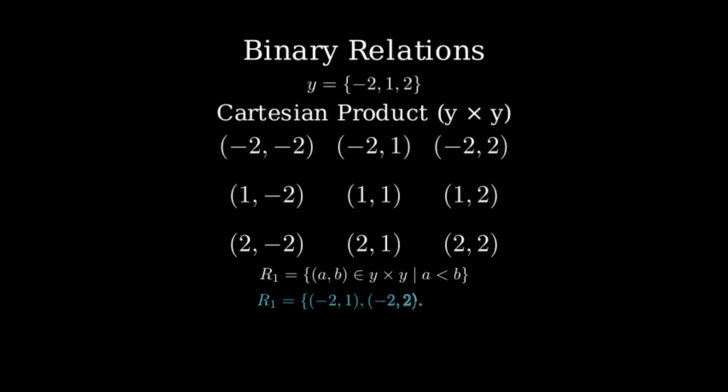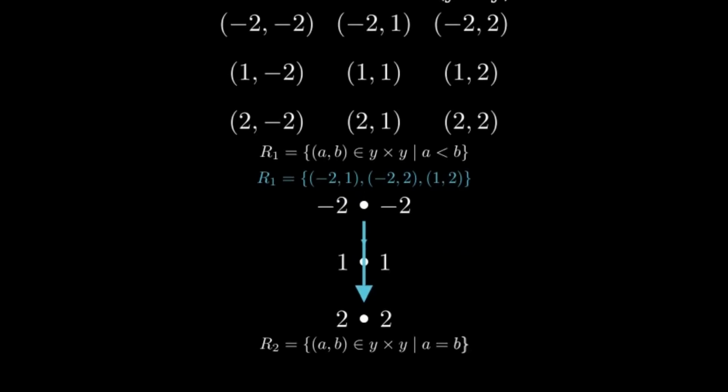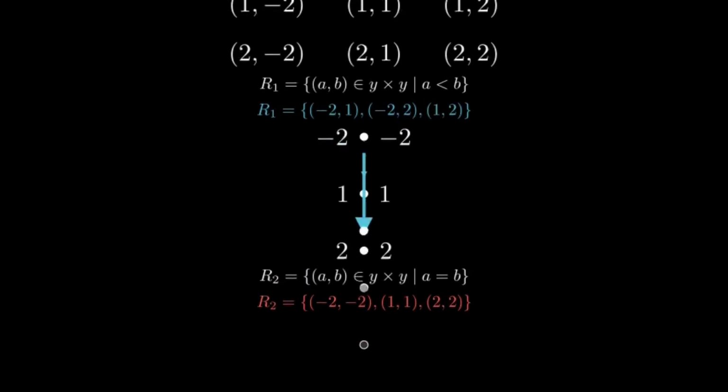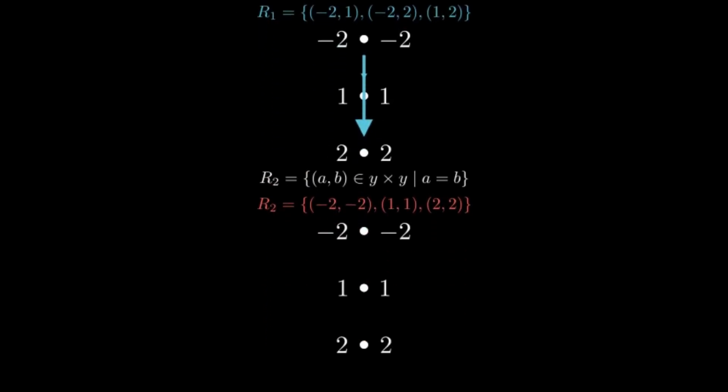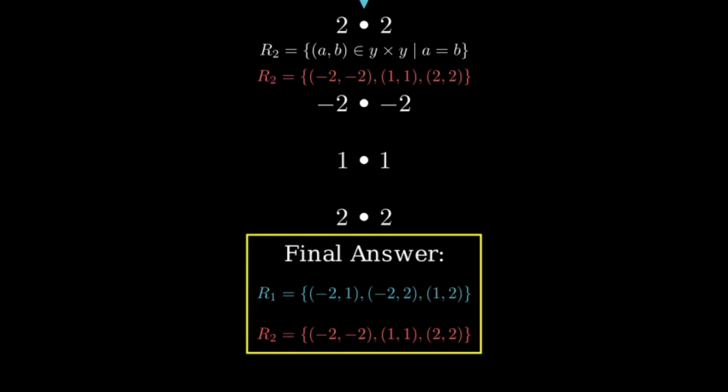This gives us the pairs (-2, 1), (-2, 2), and (1, 2). For our second relation, R2, let's take all ordered pairs where the first number equals the second number. This gives us the pairs (-2, -2), (1, 1), and (2, 2). Therefore, our two binary relations are R1, the set of ordered pairs where the first number is less than the second number, and R2, the set of ordered pairs where the first number equals the second number.